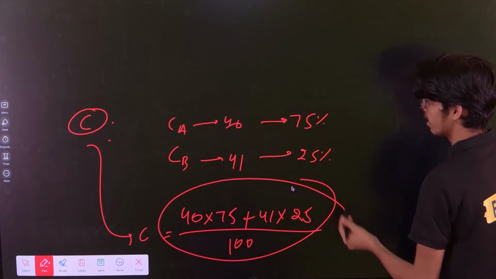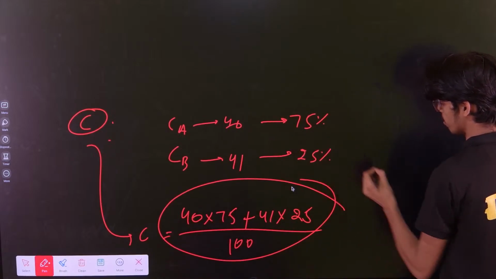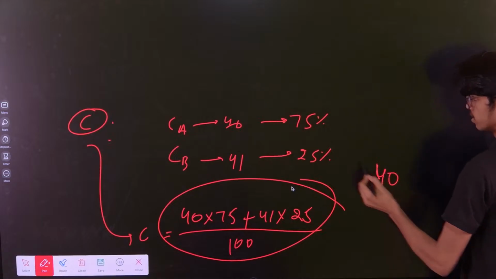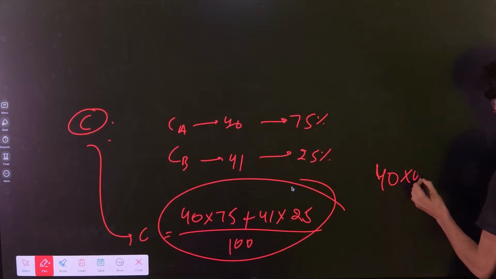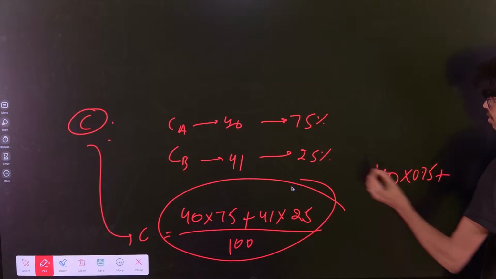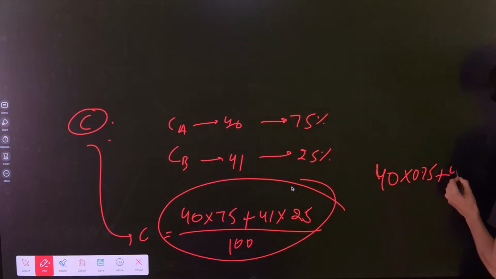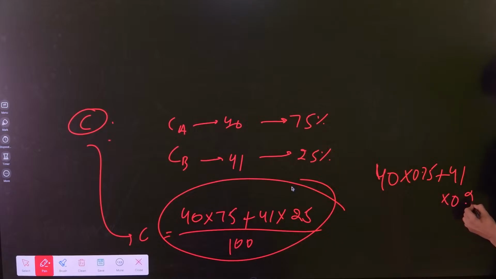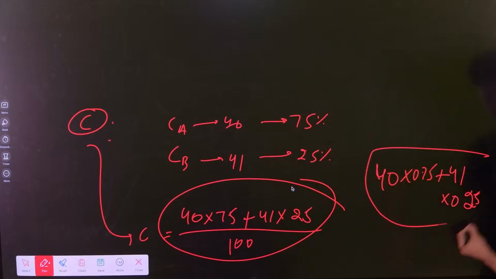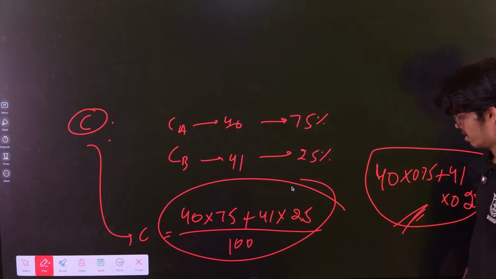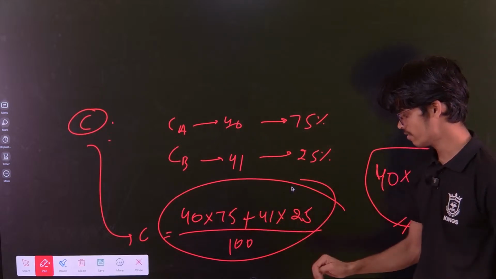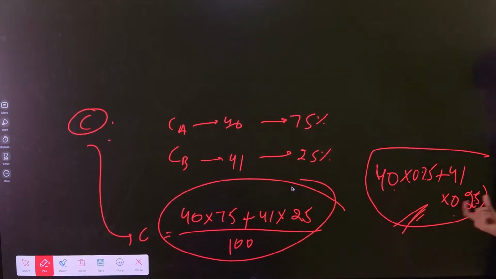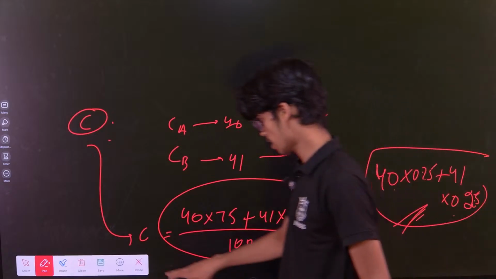Or you can write it in ratios. So for example, 40 times 0.75, as 75% is written as 0.75, plus 41 times 0.25, as 25% is written as 0.25. I think you should do it this way, this is better. Both are the same thing; whether you divide 75 and 25 by 100, it is going to be the same. Got it? I hope I am understandable, right?